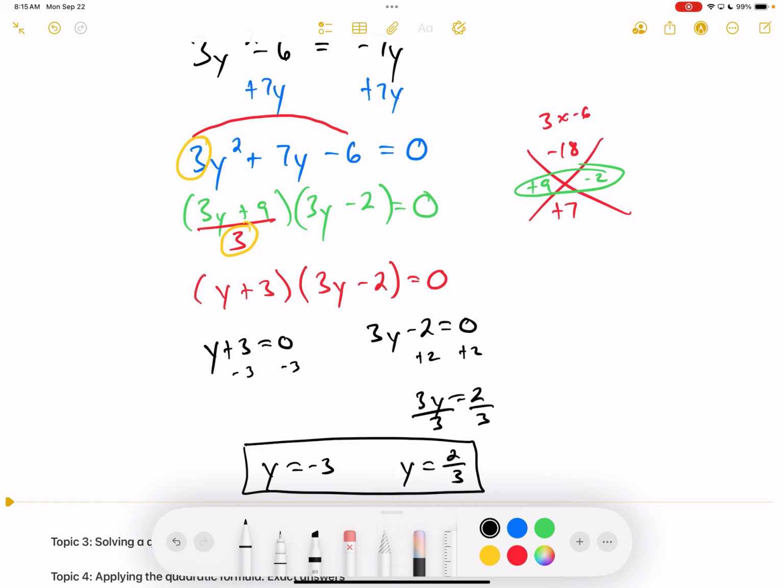So you could FOIL it to check it. You could FOIL this right out here to check it. You could also take those numbers and plug them back in to check it. So anytime you have an equation, you can always do that. It's always nice to know that on a test, if you're questioning your answer.